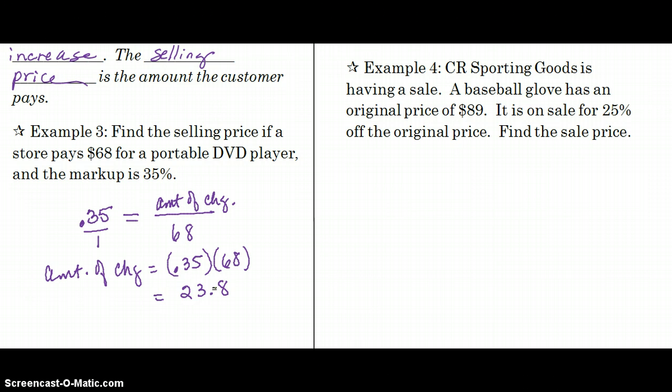That means they added $23.80 to the original. So what is the selling price? $68 plus $23.80 gives us $91.80. That's the selling price for the customer.